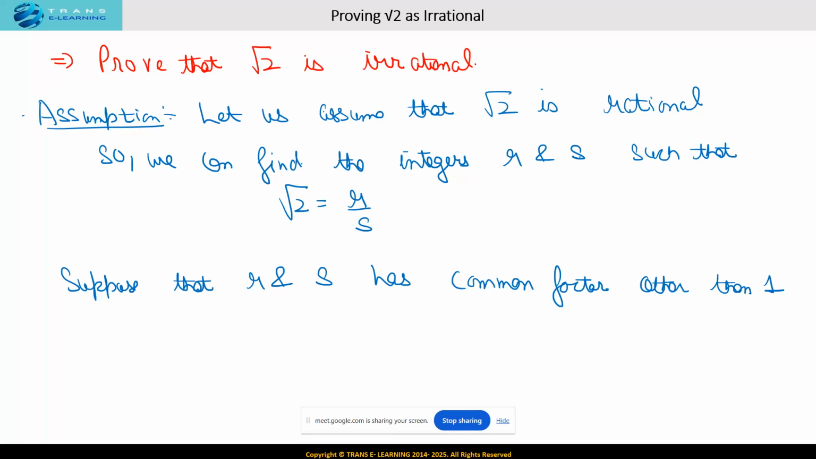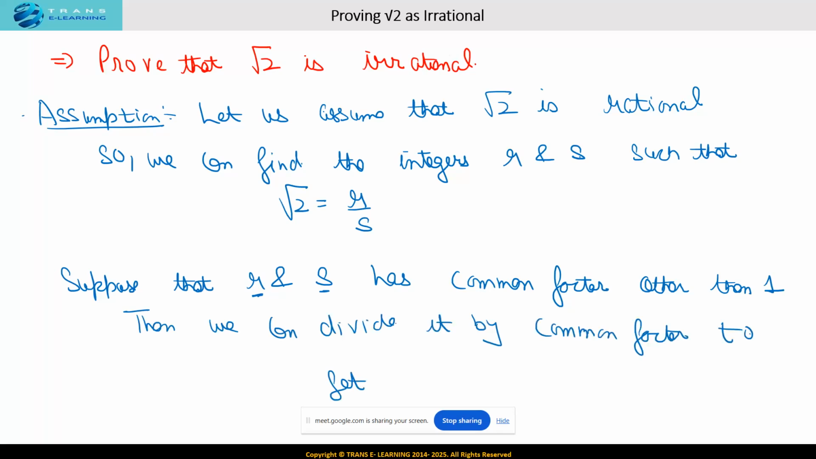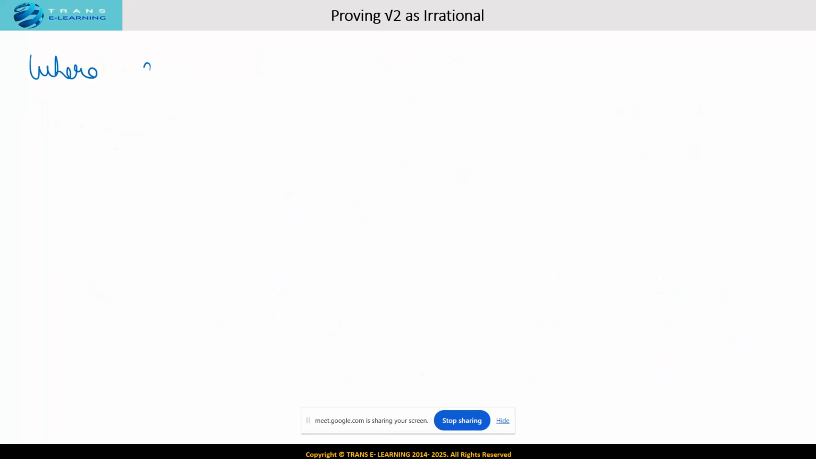So in that case, we can divide by the common factor. We are assuming here that r and s have a common factor other than 1. Then we can divide by the common factor to get root 2 equals a upon b, where b is not equal to 0. Here we can consider that a and b are integers, b is not equal to 0, and a and b are co-prime.